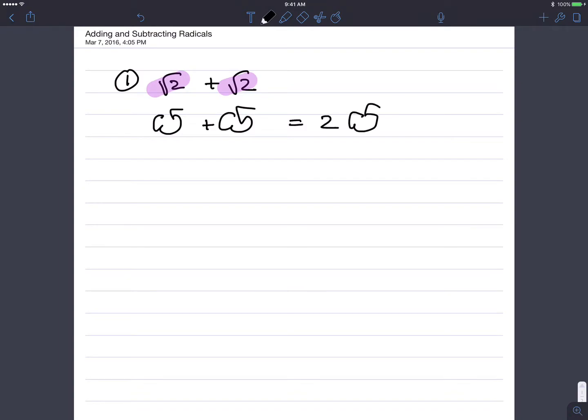The same idea is happening here, that if I have one of the square root of 2's plus the second square root of 2, symbolically I get two square root of 2's. And we're done.